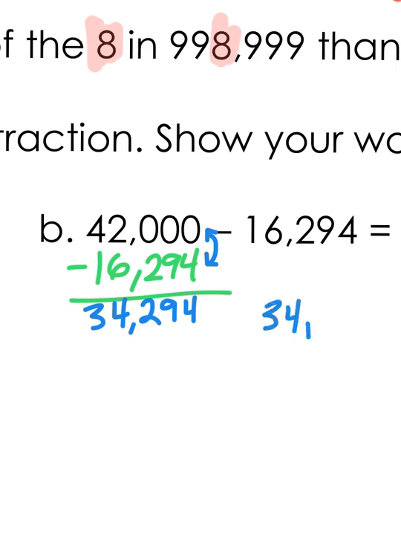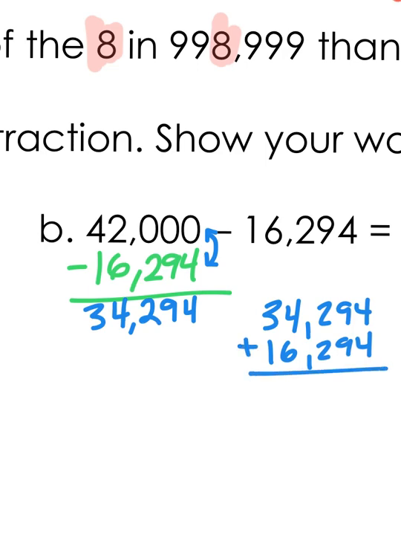If I were to take 34,294 and add it back to 16,294, theoretically, I should get this number, 42,000, because subtraction problems are the reverse of an addition problem. So theoretically, if I add these two addends together, I should get this sum, 42,000. But as you can see, when I start adding, it becomes a completely different amount. 50,588. It does not work.